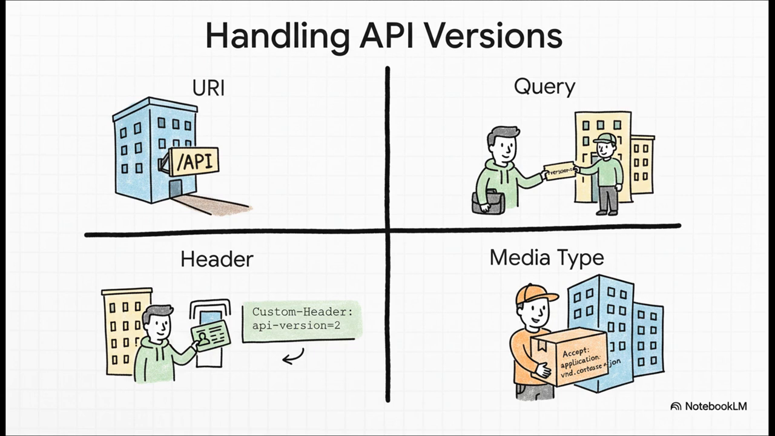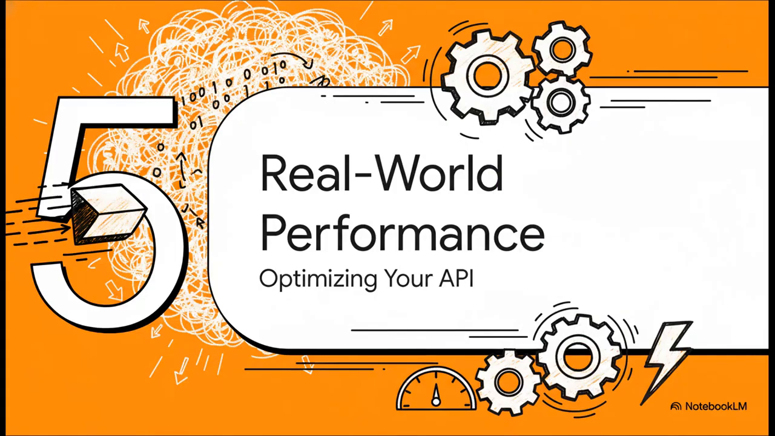Okay, but what about the scary part? What happens when you have to make a change that's going to break things for people already using your API? That's where versioning becomes your best friend. These are the 4 main ways to do it. And while they all have their trade-offs, the important thing is that you pick a strategy and stick with it. It's non-negotiable.